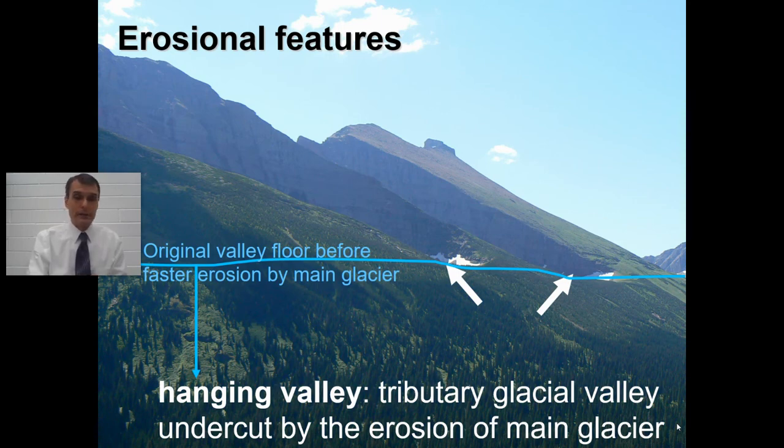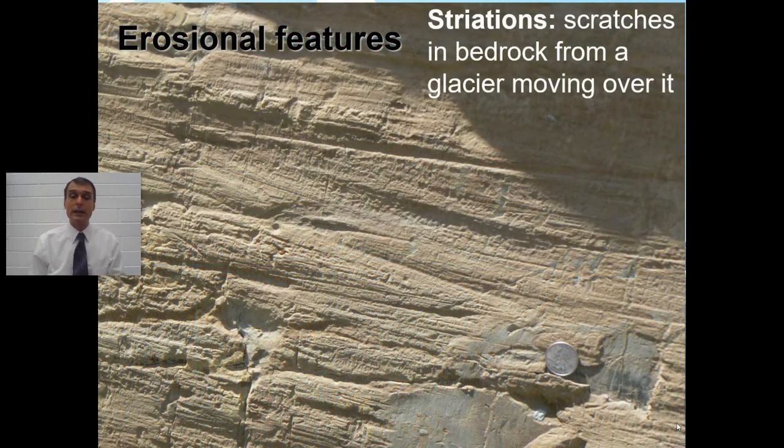Okay? Our last feature here is what's called a striation. And with ice moving and all these rocks in it, it scratches the surface as it moves. And so we use striations to indicate areas where glaciers have moved in the direction in which they've moved.